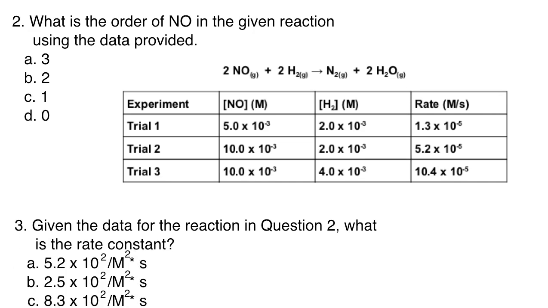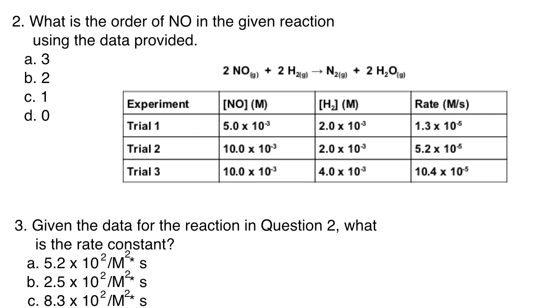All right, number 2, what is the order of the nitrogen monoxide in the given reaction using the data provided. So you can see the data values here. We're going to start heading into some math when we work on this. Now, this one would be the easier of the two. Number 3 has a little bit more in terms of what you need to solve for. So here's what we're going to do.